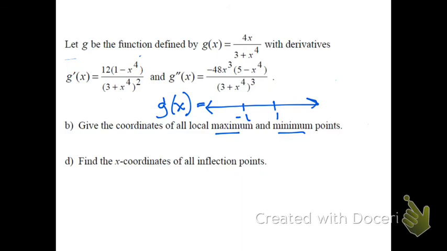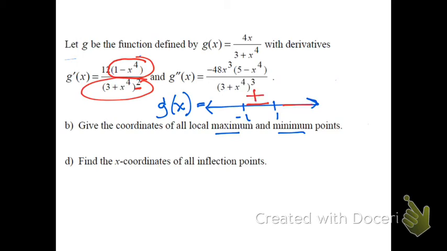So I'm plugging into the first derivative. And this denominator is squared. So anything squared is always positive. Therefore, I don't even have to think about that. So the only thing that's going to affect the sign is this guy. Plugging in a number here, in between 1 and negative 1, I'll plug in 0, and I get a positive.